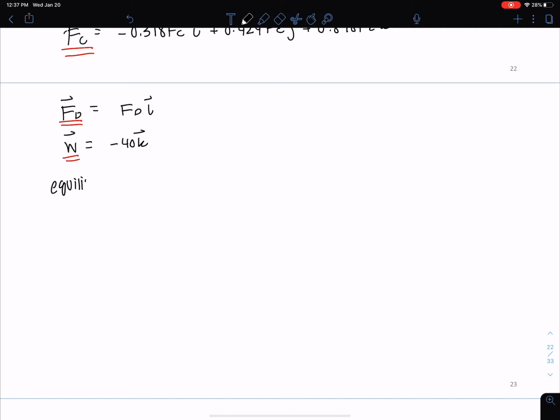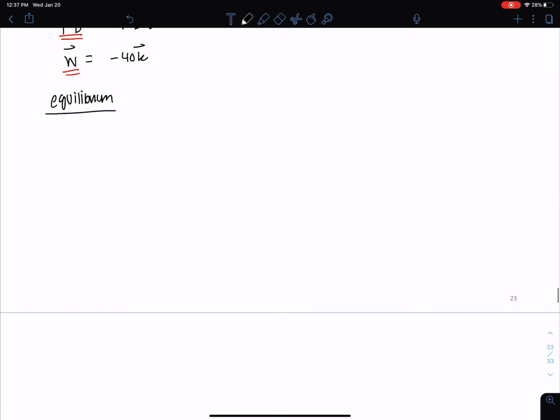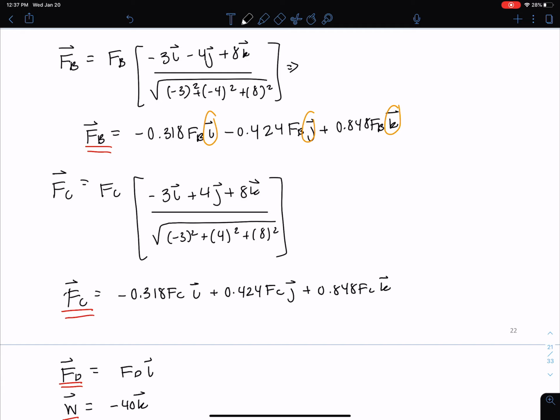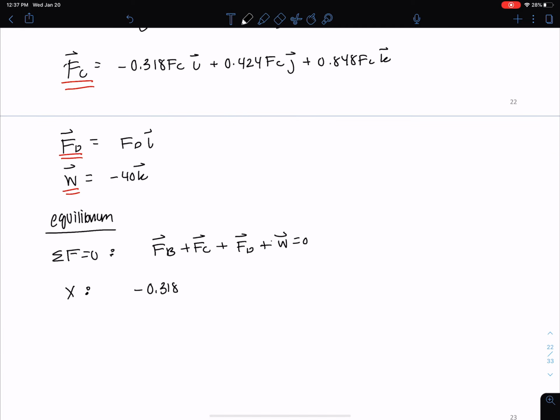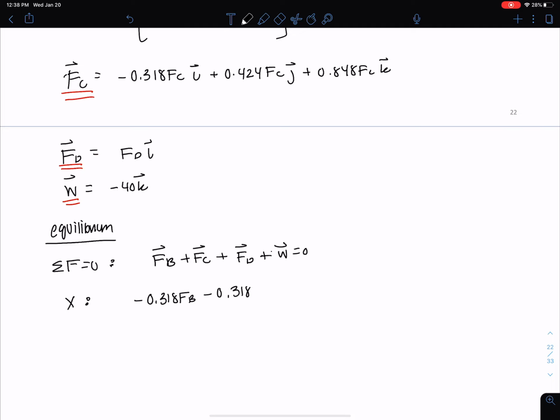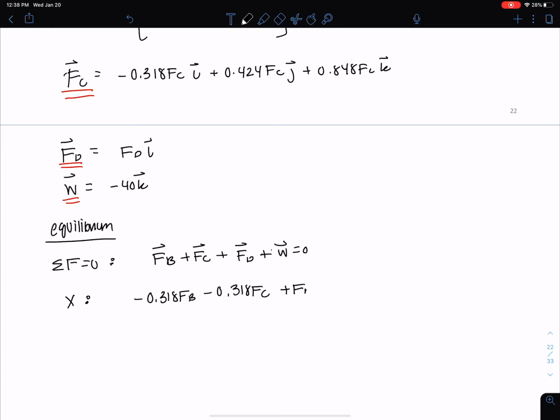We're going to set up equilibrium here. And let's sum our forces and set them equal to 0, right? So what that means is we're going to take our FB vector plus our FC vector plus our FD vector plus our W vector, and we're going to set that all equal to 0. So I'm not actually going to write all that out. What I'm going to do is I'm going to separate that into our X portion, our Y portion, and our Z portion. So I'm going to go to FB, and I'm going to take the I from FB, which is the -0.318 FB. Okay, so I'm done with FB for X. FC's X component is another -0.318 FC. FD's component is just plus FD. And then W does not have an X component or I component, and so that's just going to be 0.